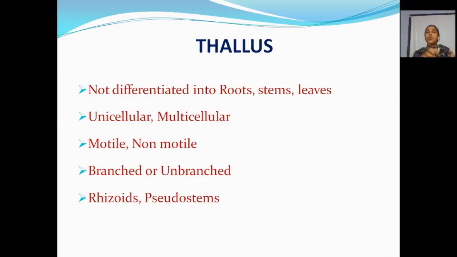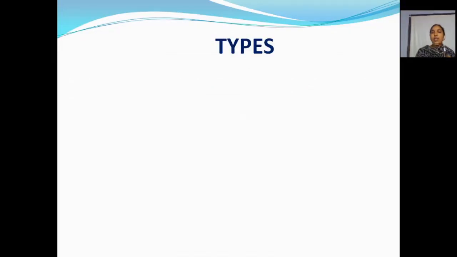So, we can go into detail one by one on the different categories of thallus, or how thallus is organized in algae. Clear? Okay. So, what are the different types? First one is unicellular. I told you many algae are unicellular, only a single cell.